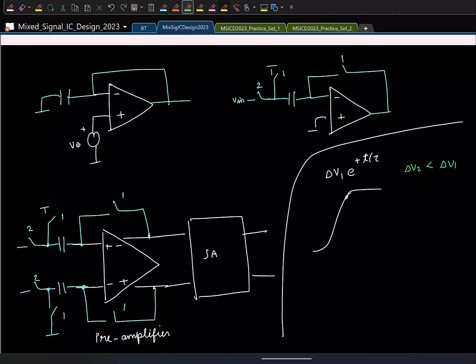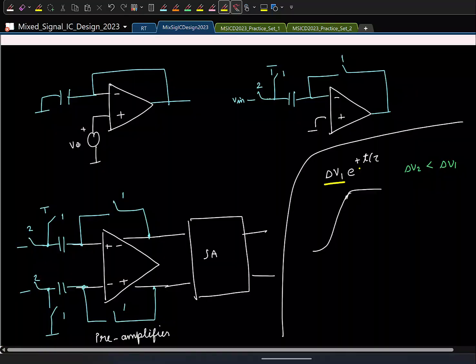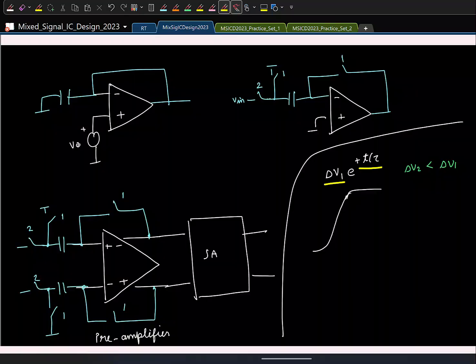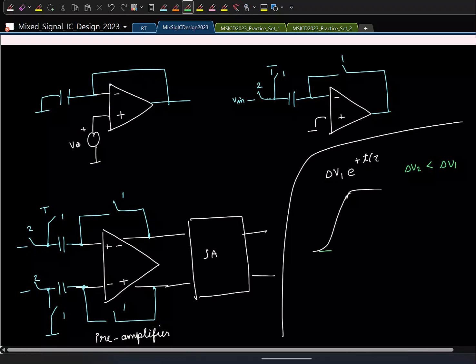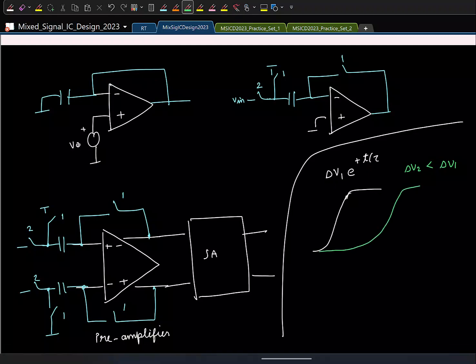It is delta V2 times e to the power t by tau, right? So it will rise slower like this. Okay. So now, if let us say my time available for comparison is small, or if the input is really small, let us say this marks the end of comparison. At the end of the comparison phase, the output of the comparator has not reached a valid logic level, right? So it is stuck in between.